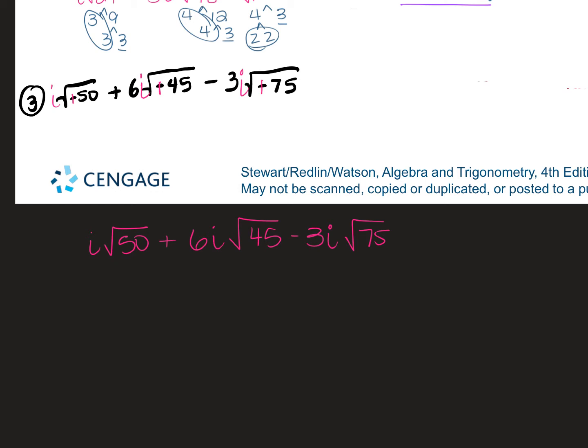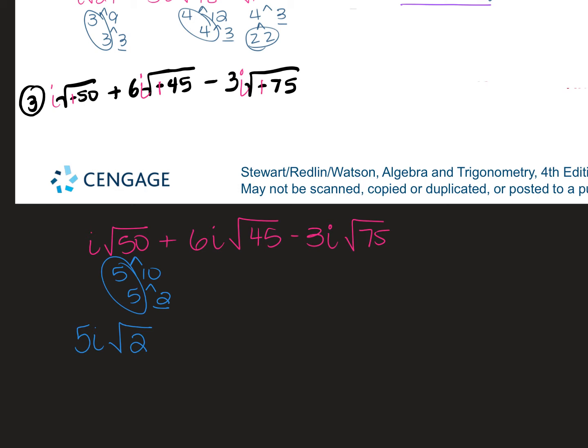So that 50 is going to be 5 and 10. 10 is 5 and 2. So your two 5s are going to pair up. That 2 stays under. So those 5s are going to multiply with that i. It goes in front, and that 2 stays under.